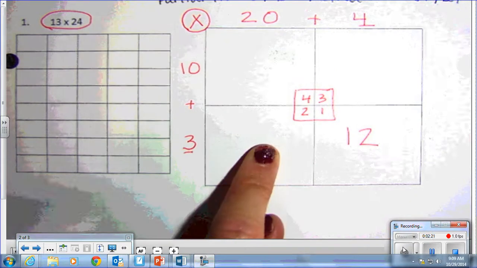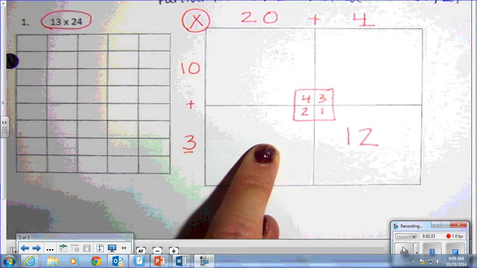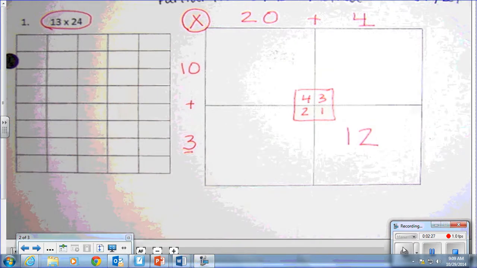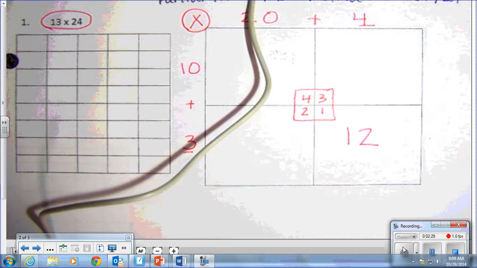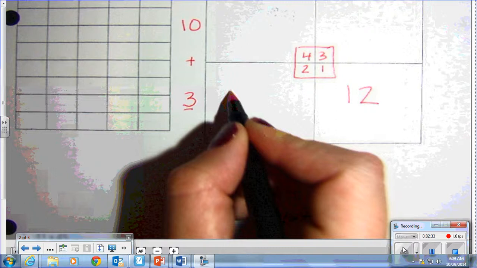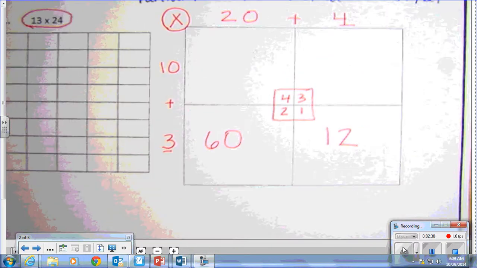Now what am I going to multiply the 3 by? Who thinks they can raise their hand and tell me, what am I going to multiply that 3 by now? 20. Very good. 20. Well, I know that 3 times 2 is what? 6. And I just have to add a 0. Okay. Now watch what I've done.